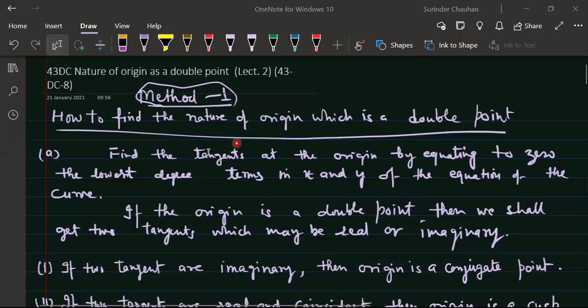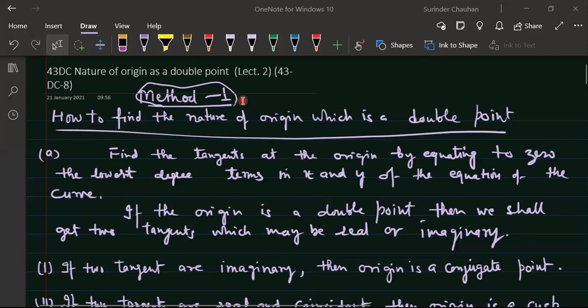Hello students, in the first lecture of singular and double point, we have defined the different terms. We have defined singular point, multiple point, double point, node, cusp and conjugate points. Now in this chapter, we'll discuss how to find the nature of origin as a double point.